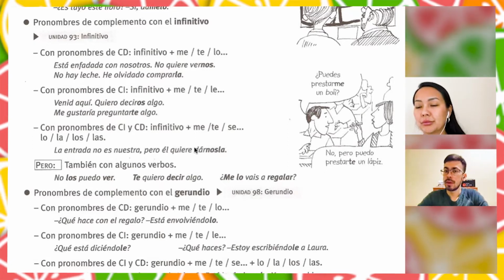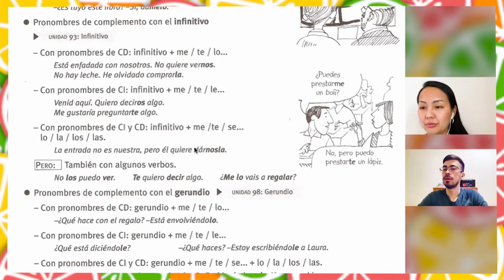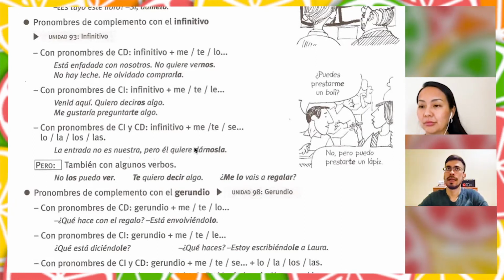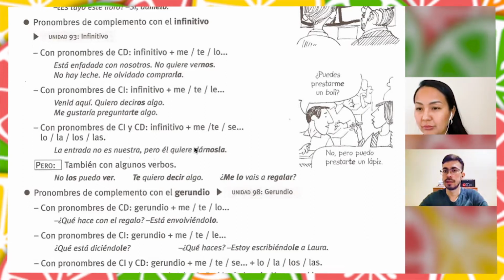Okay, great. So now we are going to see gerundio. And briefly, gerundio in English is like the ending of the words, like ing.